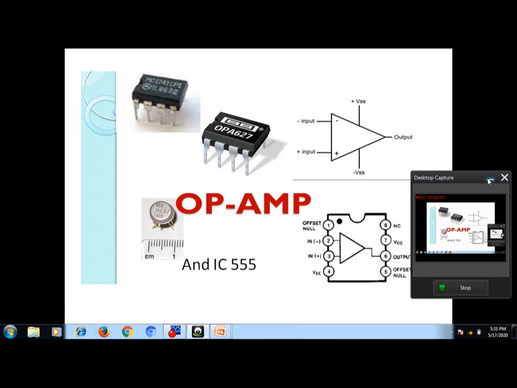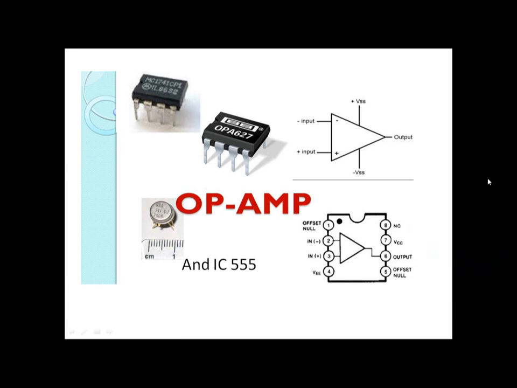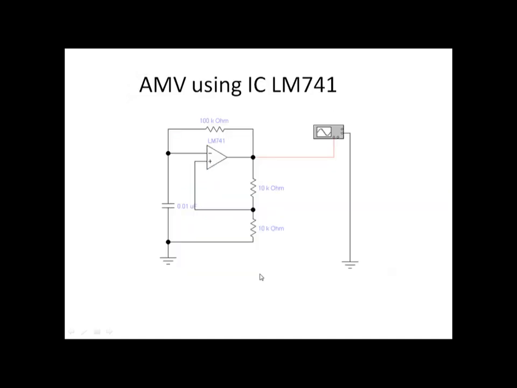In this session, we are going to study how to construct AMV, that is astable multivibrator, using operational amplifier and IC555. So what is AMV? That is astable multivibrator. That means it has no stable states. Let us study the circuit.